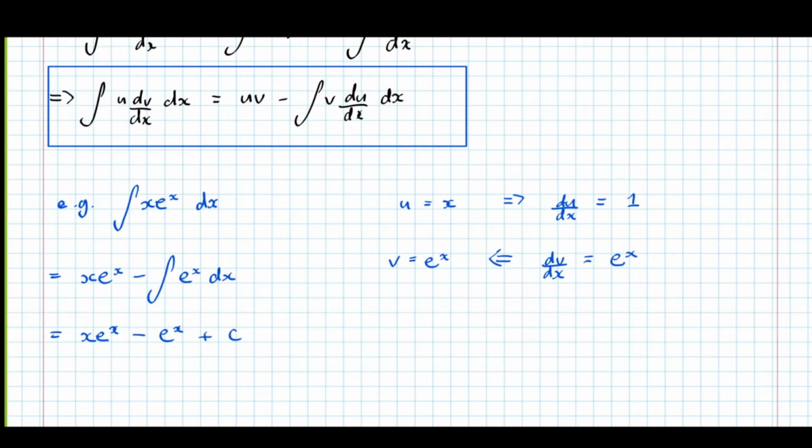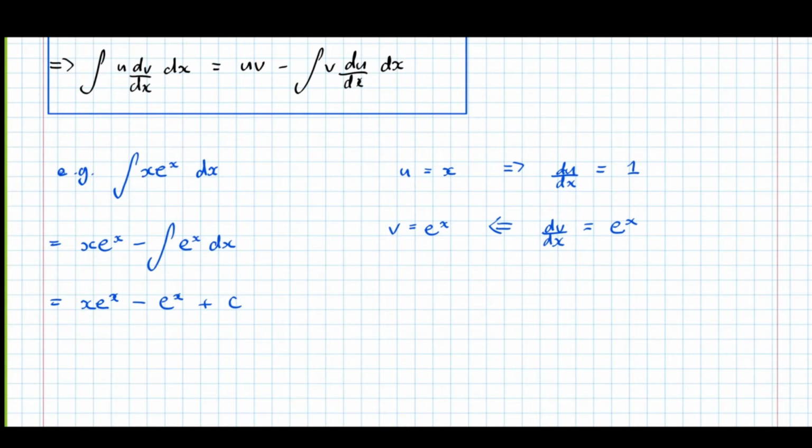So we've got an answer, but I don't expect you to just believe me that that's the answer. I'm actually just going to check it now as a one-off to show you that when I differentiate it, it gets us back to where we started. So d dx, the differential of x e to the x minus e to the x plus c, equals, so here we've got the product rule for differentiation, u, v.